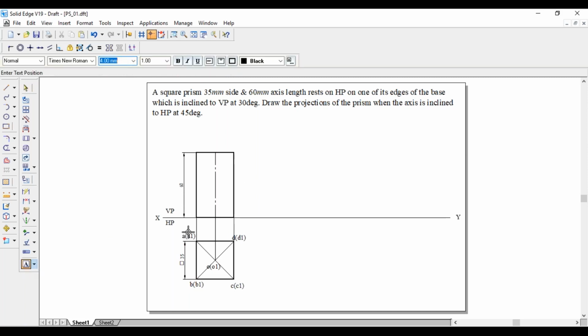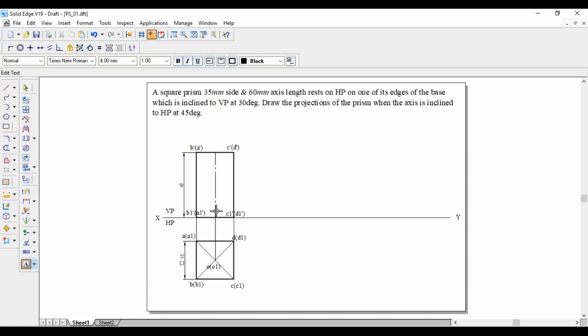Here B1 is visible, whereas A1 is invisible. So it will be B1 dash in the bracket A1 dash. Similarly, C1 is visible, D1 is invisible, so it will be C1 dash in the bracket D1 dash. Same for the top face also. C is visible, D is invisible, so it will be C dash in the bracket D dash, and B dash in the bracket A dash.